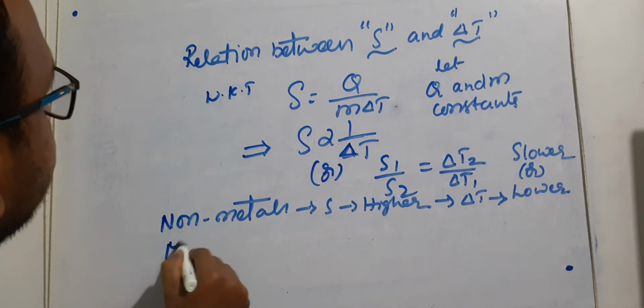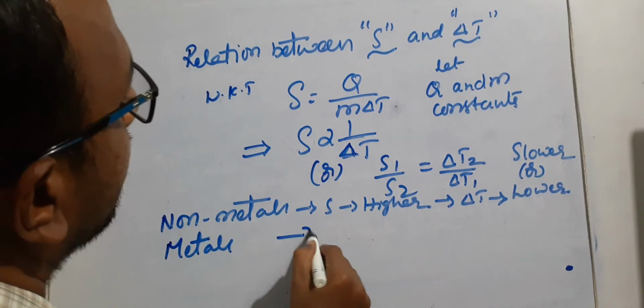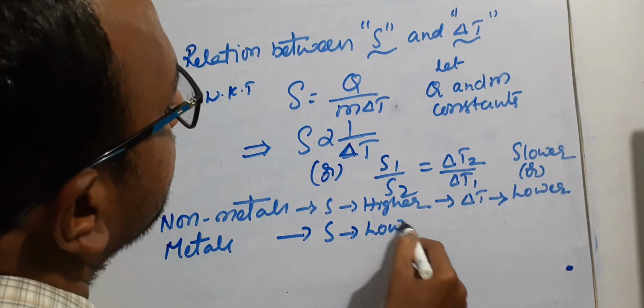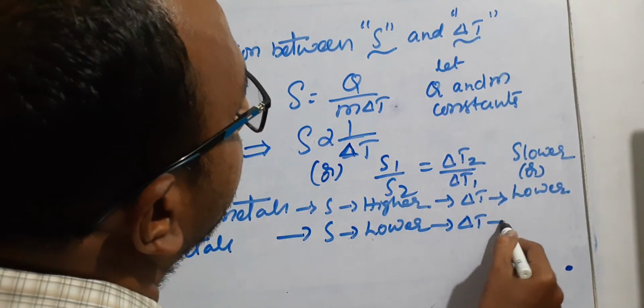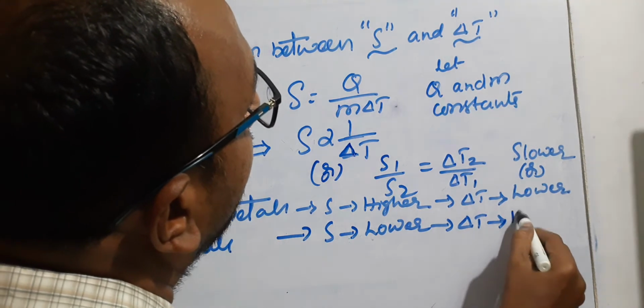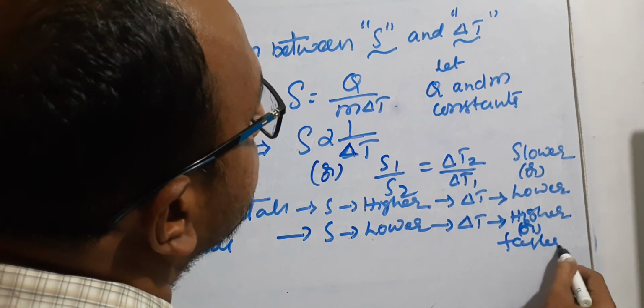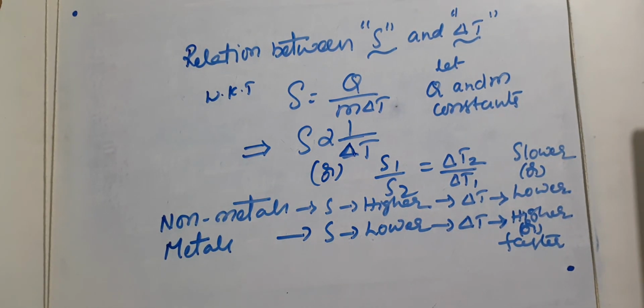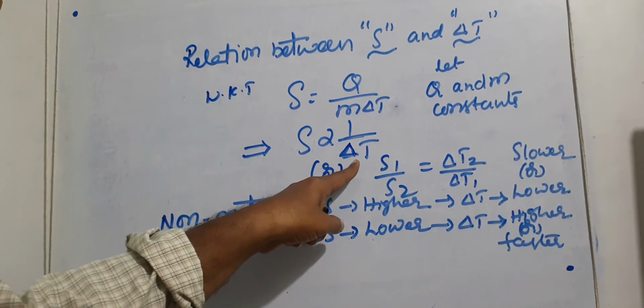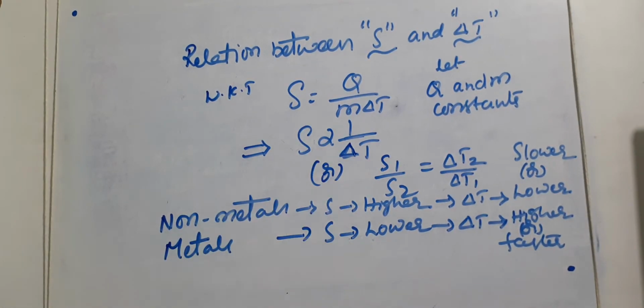And metals have lower specific heat values. That is why the change in temperature in those materials will be higher or faster. For example, when you heat metals, they get heated faster. When you cool them, they cool faster. The reason for this is that the specific heat of these metallic materials is lower. So when S is lower, delta T will be higher. When S is higher, delta T will be lower.